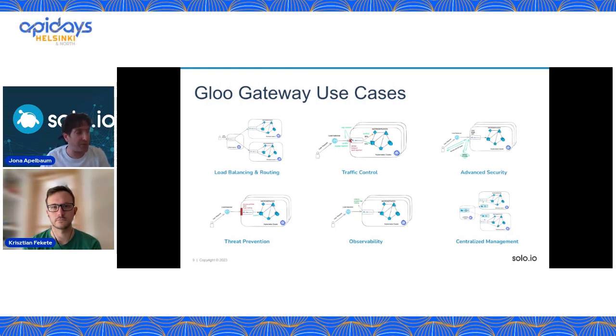And observability, which is Krisztian's favorite subject, where once you implement the gateway, you will have a very good level of observability of all the traffic that flows to your applications coming from external traffic. What you get out of it? Metrics, access logs, and tracing.